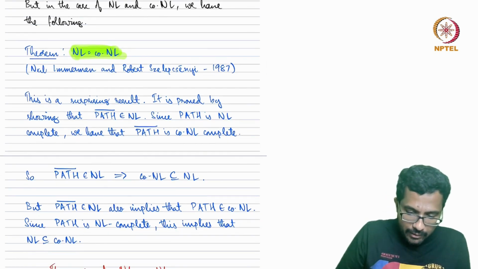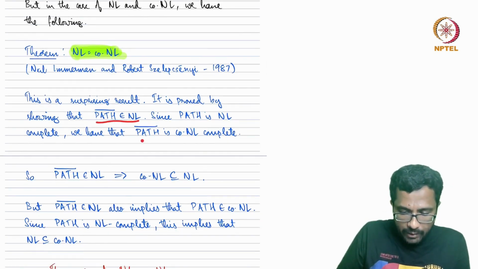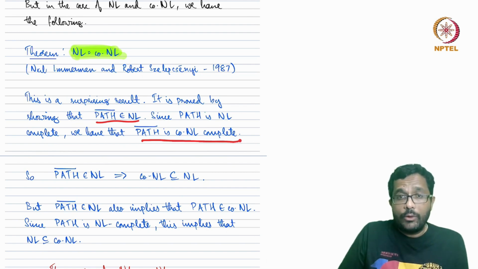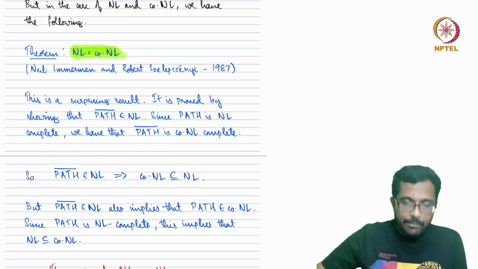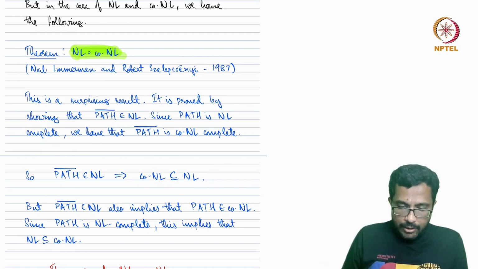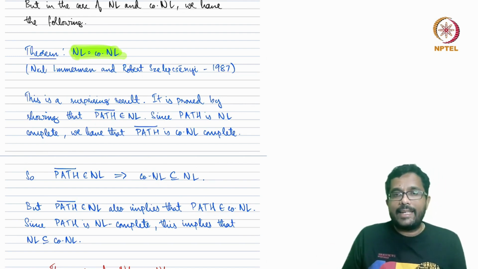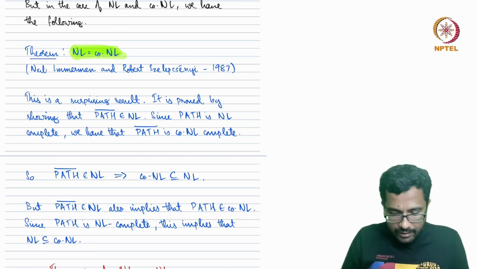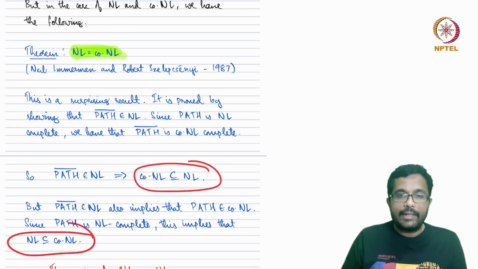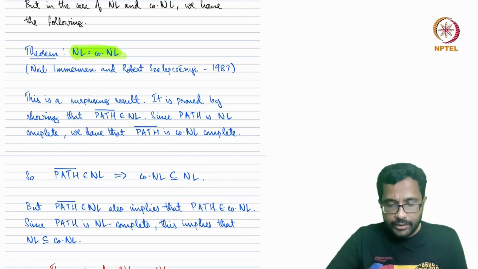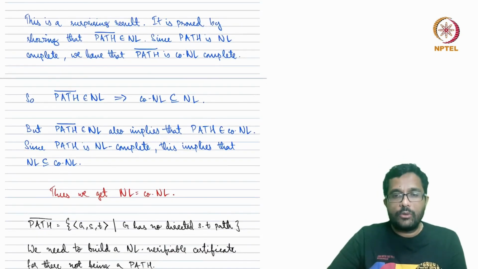So the fact that PATH complement is in NL and PATH complement is co-NL-complete implies that anything in co-NL is contained in NL. So this gives us that co-NL is contained in NL, and the same argument can be flipped, because PATH complement being in NL implies that PATH is in co-NL, and we know PATH is NL-complete. This gives us that NL is contained in co-NL. So we have co-NL contained in NL, and NL contained in co-NL. Together we get that NL is equal to co-NL, right?